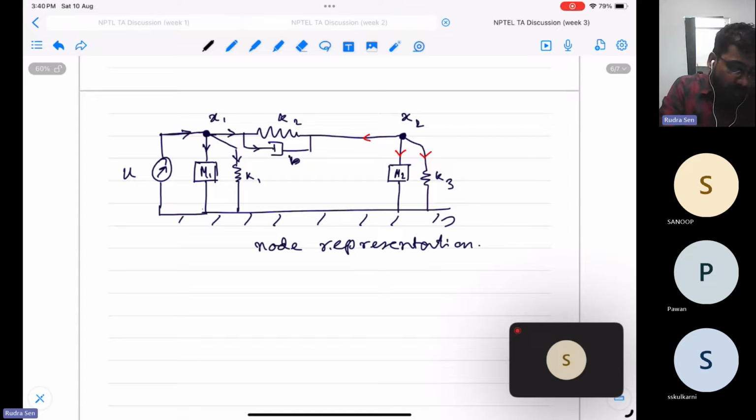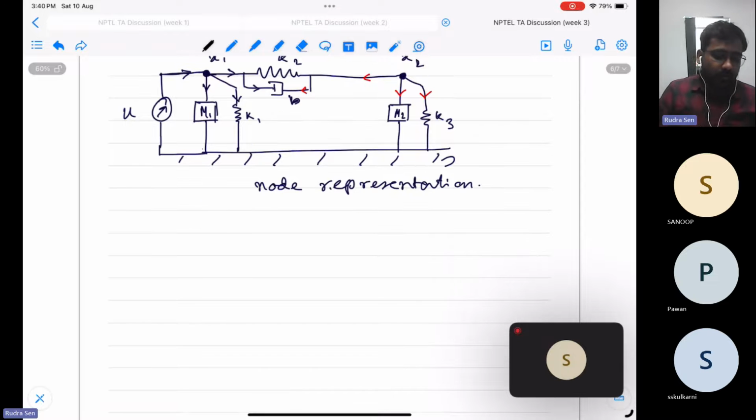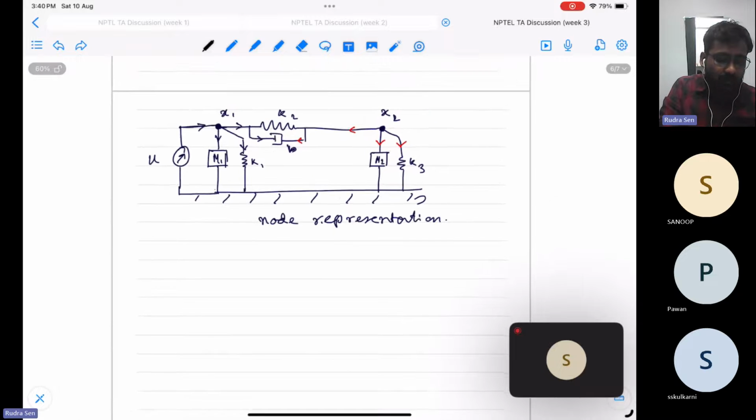k2 into (x2 minus x1) and then b into (x2 dot minus x1 dot), and you will get the whole equation. This is the representation of node analysis.